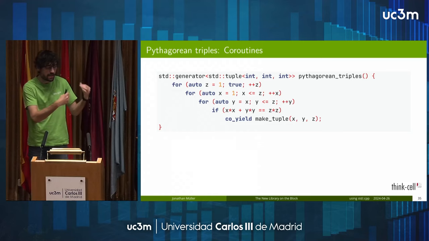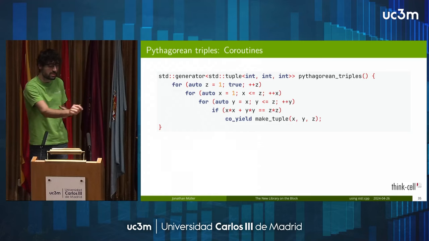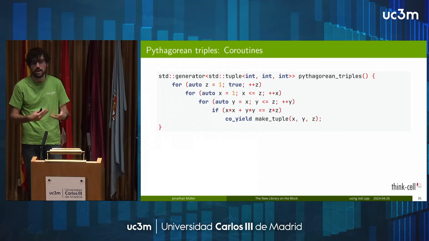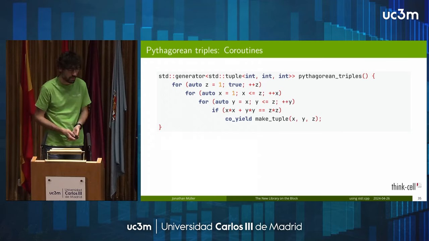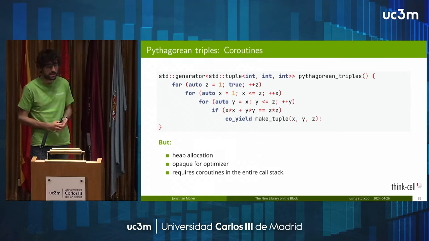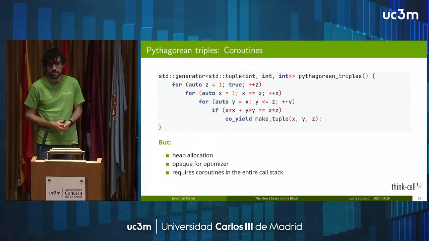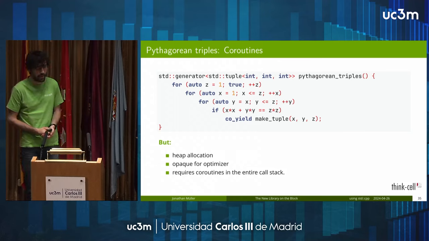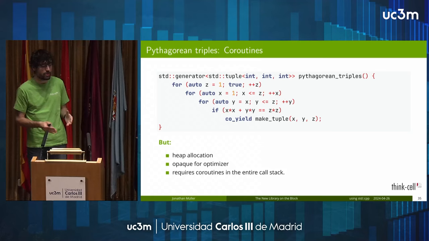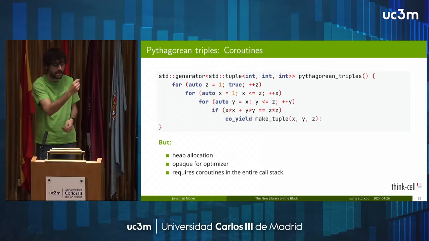Because this thing then has an iterator interface, because the coroutine suspends any time, and then we can call again, and so on. Essentially, we trick the compiler into generating the state machine for us. So coroutines are great, but they require heap allocation in many cases. They are somewhat opaque for the optimizer, because you've still got the state machine in there. And they are viral. Once you've got a coroutine somewhere in the call stack, you have to do it in the entire call stack. You can't factor part of the function out into a non-coroutine and yield from there. Everything has to be a coroutine.